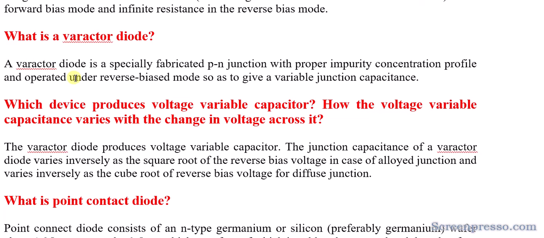Varactor diode is a specially fabricated PN junction diode with proper impurity concentration profile. Remember that a varactor diode is operated in the reverse biased mode so as to give a variable junction capacitance. So this is all about varactor diode.